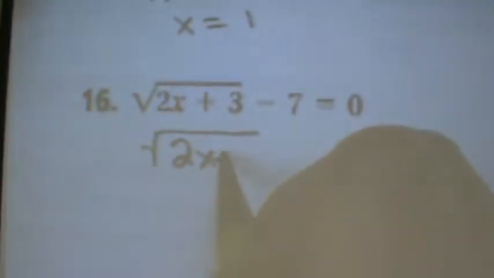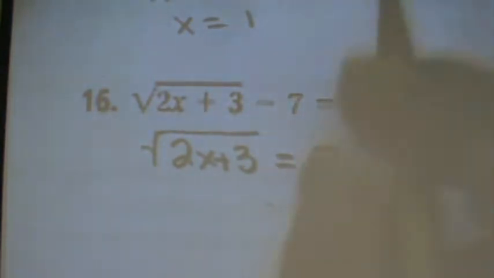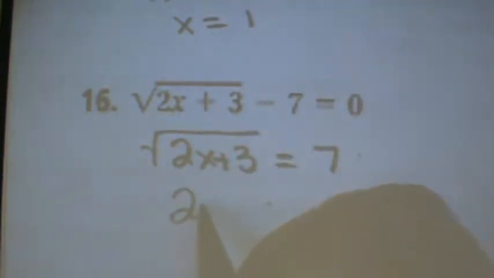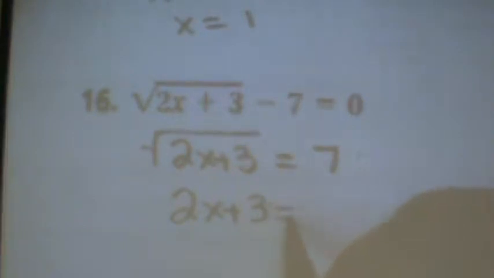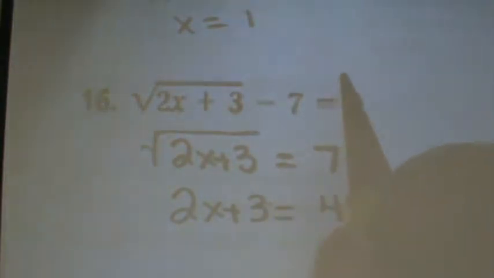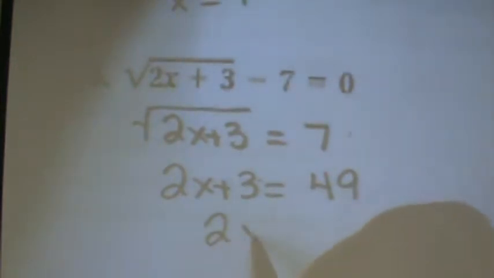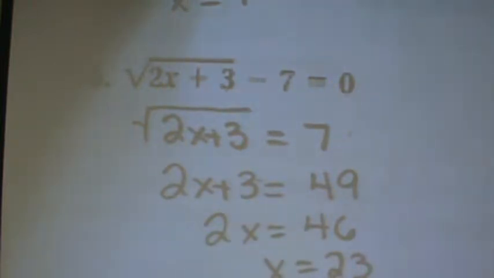Number 16, what should you first do? Add 7. Then what? Square both sides, you get 2x plus 3 equals 49. Subtract 3. What do you get? 46 divided by 2, 23.